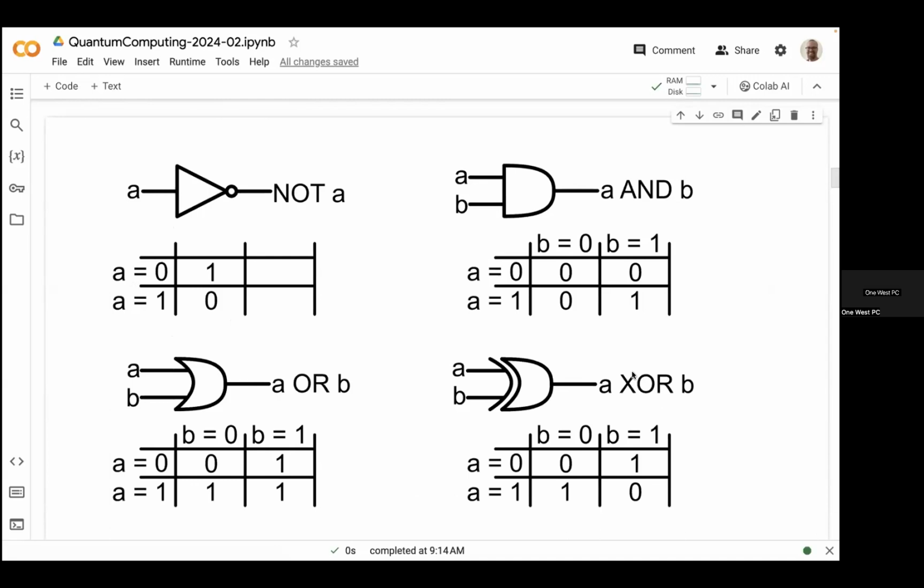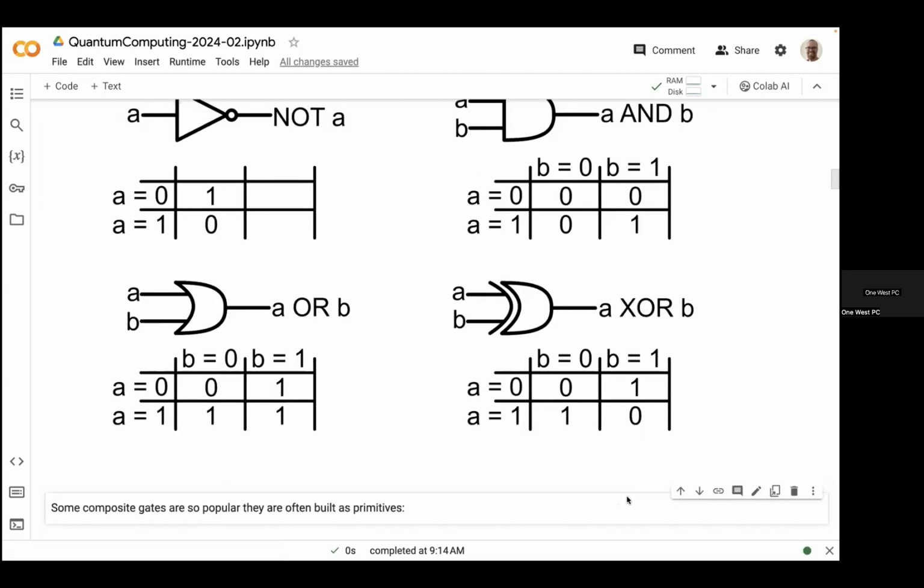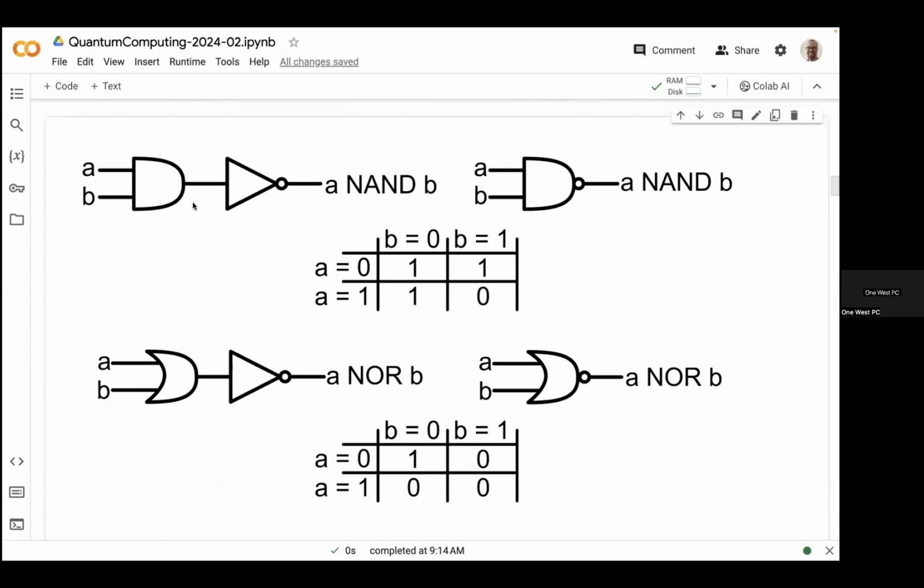Maybe you haven't seen the XOR gate before. This is exclusive OR. It gives you a 1 only if one or the other is 1, but if both are 1, then it gives you a 0. So it's exclusive OR. Kind of interesting, some of these composites are so popular, they're built as primitives. For example, the NOT AND gate has its own little symbol combining AND and NOT into NAND. So it's not technically fundamental, but it's basically treated as fundamental.